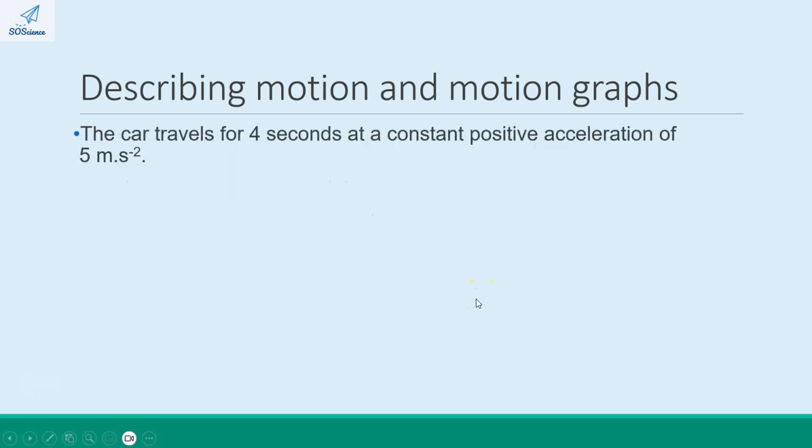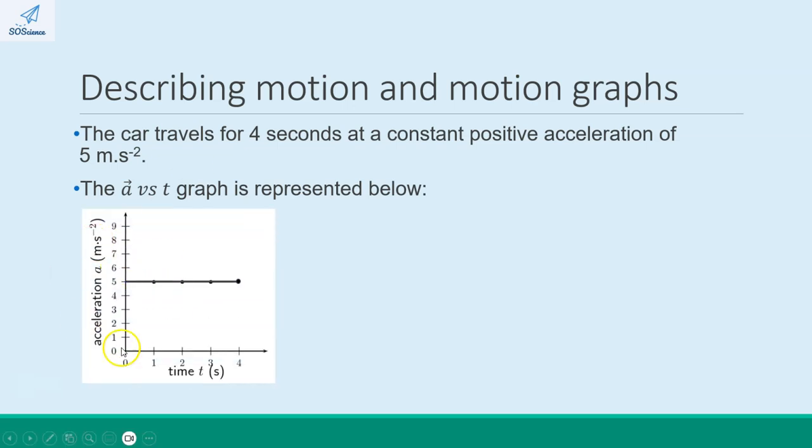So now we have calculated that the car travels for 4 seconds at a constant positive acceleration of 5 meters per second squared. And this allows us to graph the acceleration time graph. And so after 1 second, the car was traveling at an acceleration of 5 meters per second squared. After 2 seconds, 5 meters per second squared. Same as after 3 seconds and after 4 seconds. So we end up with a straight line graph that has no gradient.